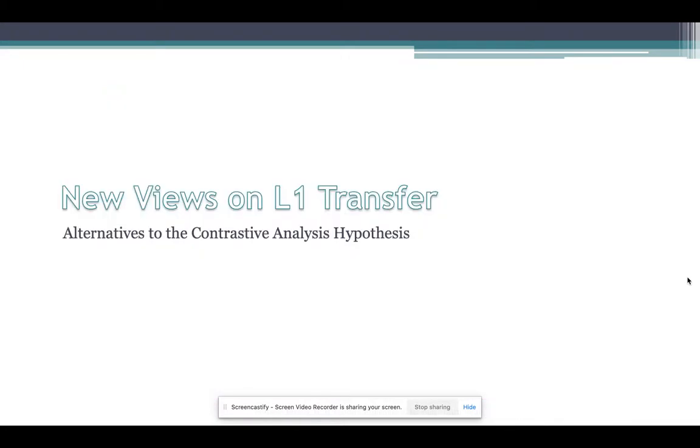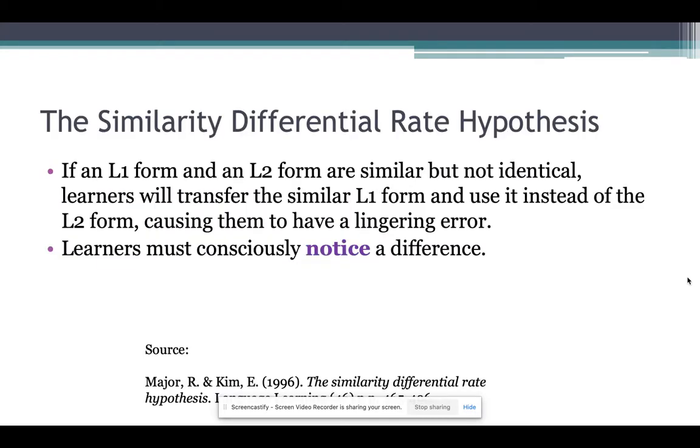As you can see from the hierarchy of difficulty, the contemporary view of transfer can be very complicated. But sadly, I've only just begun to show you examples of how complicated it can be. So let's continue. An example of this complication is found in the similarity differential rate hypothesis. This hypothesis claims there can be both positive and negative transfer when an L1 form is very similar to an L2 form. This is because the transfer of an L1 form can start out as something positive because it enables communication and speeds up learning, but eventually it becomes something like a crutch for the learner.